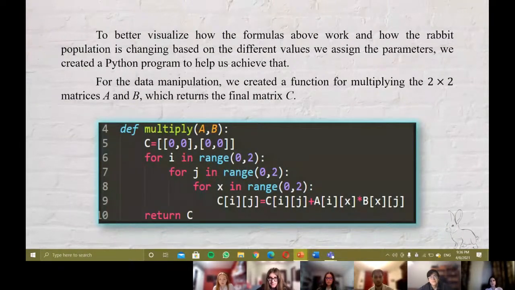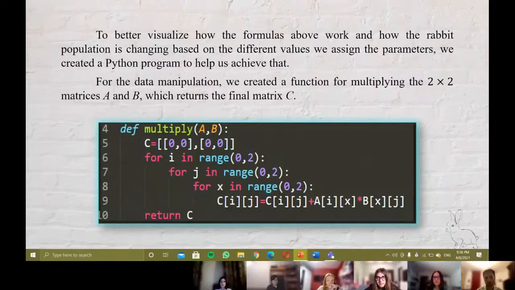Okay, thank you, George. Now to better visualize how the formulas above work, we created a Python program which, using the matplotlib library, draws our graphic for us. So here we have a function which multiplies two 2 by 2 matrices and returns the matrix in the variable c.